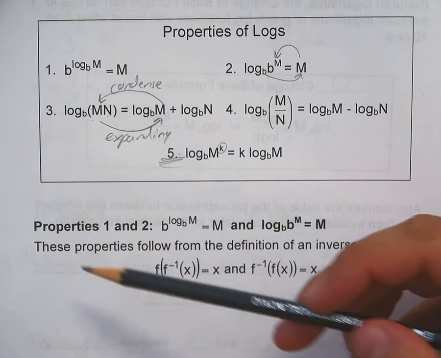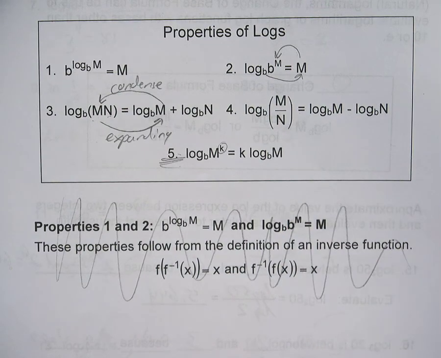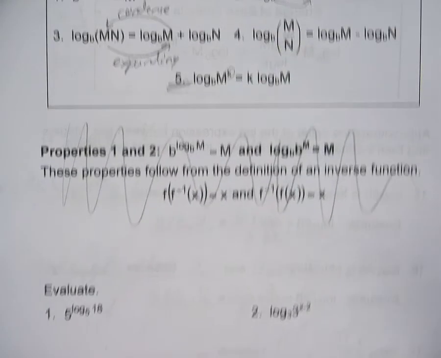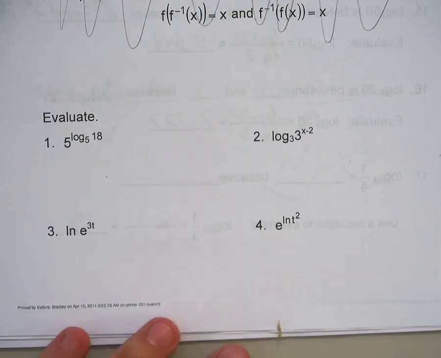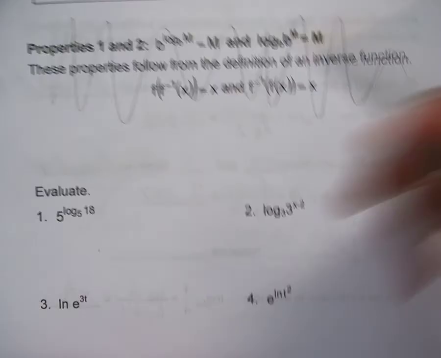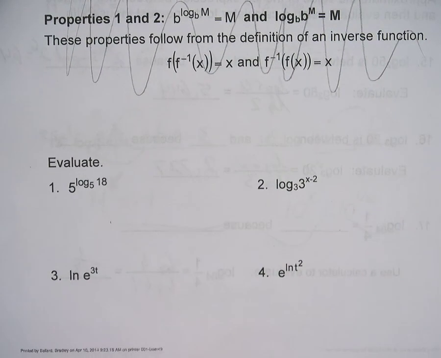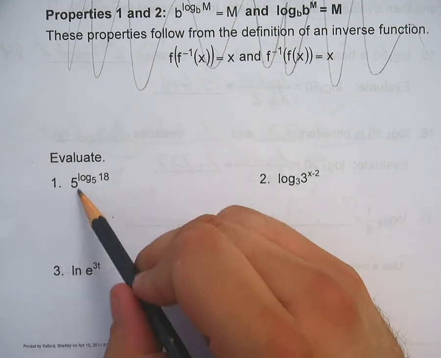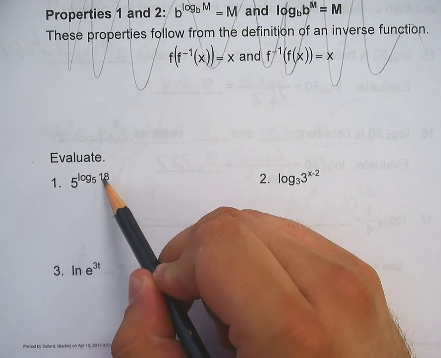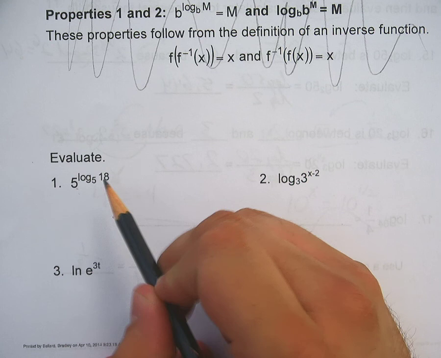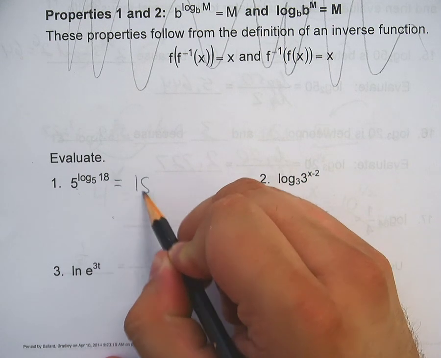And so what we're going to be doing here is going through and just kind of talking about how do we simplify, how do we expand, how do we evaluate, all that stuff. So don't worry about this part up here. Let's go down to number 1. Evaluate 5 to the log base 5 of 18. Well, that's one of our properties up there. So that whole thing is just 18.